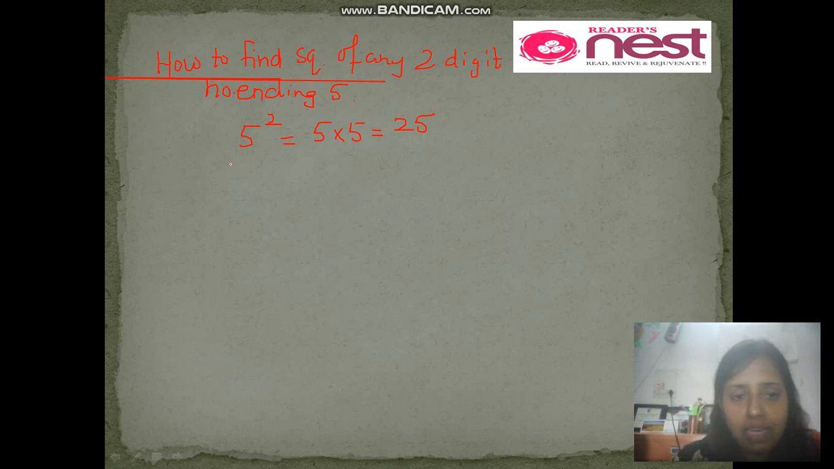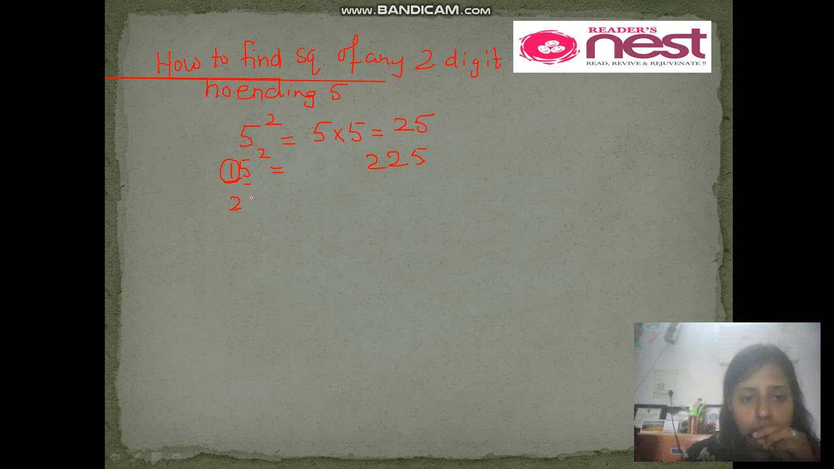After the 5, we have another number ending with 5, which is 15. So what is the trick behind 15 square? First of all, we look at the ones place digit, that is 5, so I simply write 25. Now, what is the digit at tens place? I have 1. What is the successor of 1? That is 2, so multiply this 1 by 2, which is 2. So the answer will be 225.